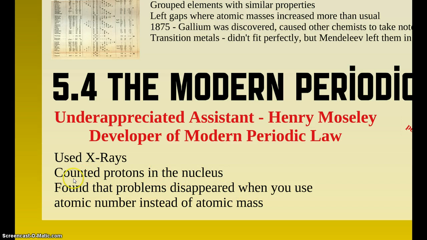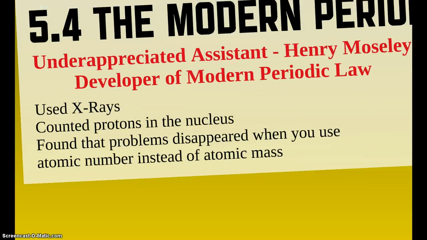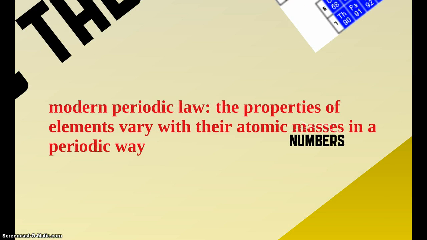And he found that there were some issues with organizing things by mass that go away when you use the number of protons instead of mass. So he used the atomic number. Atomic number is the number of protons instead of atomic mass. So that is our definition for the modern periodic law, that the properties of elements vary, now instead of with atomic mass, with atomic number, which is the number of protons.